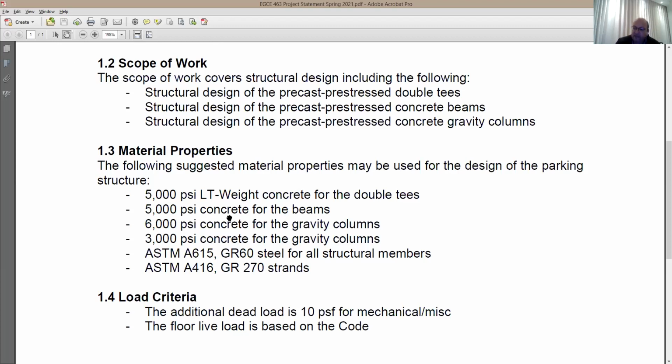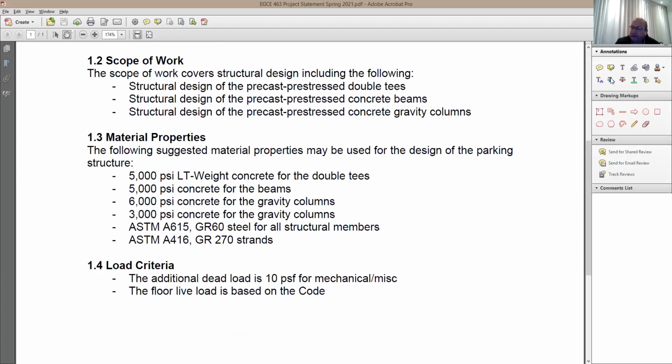You're going to pick one of these double T's from the PCI manual. And if you go to lightweight, you're going to see the self weight of the double T. So you don't really need to know if it's going to be 100 PCF or 117 pounds per cubic foot. You don't really need this information for the double T itself. You may need it for the beam. So I'm going to say for the beam, I'm going to be using 150 pounds per cubic foot, PCF, unit weight.